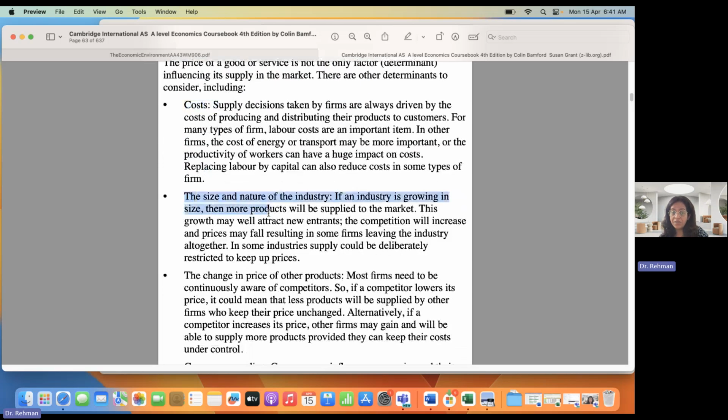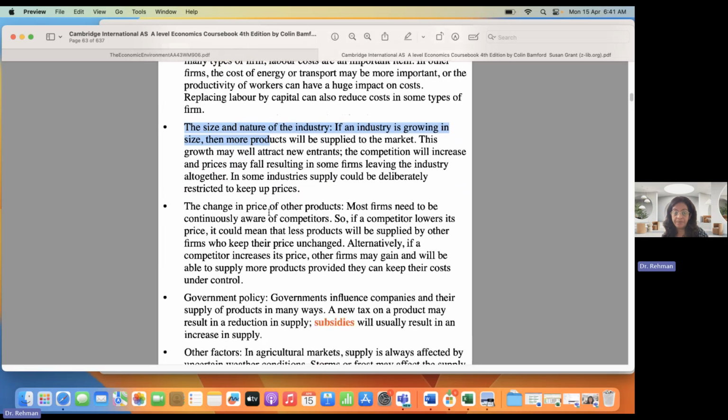The size and the nature of the industry. If the industry is growing, like for example, electric vehicles in today's time, the industry is constantly catching up. More and more people are switching to electric cars. And in that scenario, the supply is also increasing. More and more producers would love to come into such industries and make more goods and services.